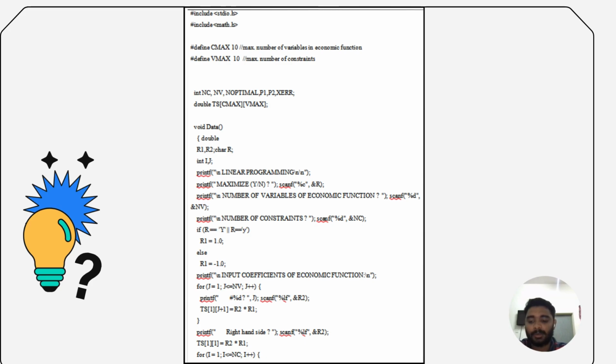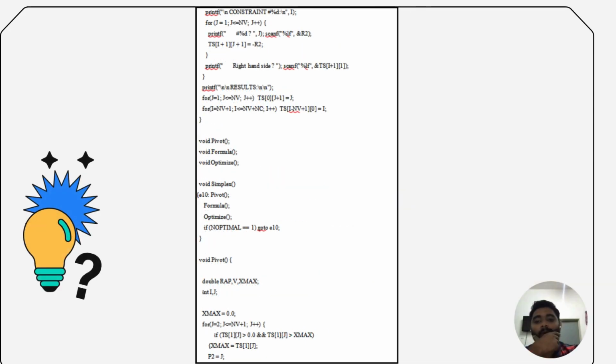So line 20, which ends the loop, then we'll printf right hand side function. This asks the user for the right hand side value and assigns it to the appropriate position in the TS array. So the last line starts a loop for constraints where i iterates from 1 to NC. So now I'll be explaining the next part of the coding. So just printf constraint. So this prints a message indicating the current constraint being processed.